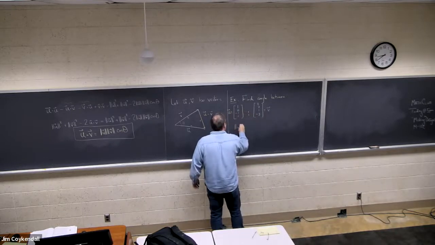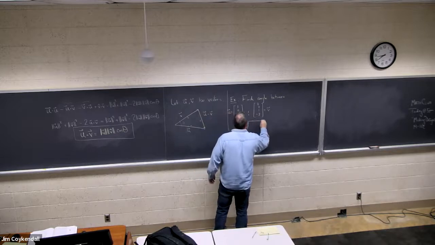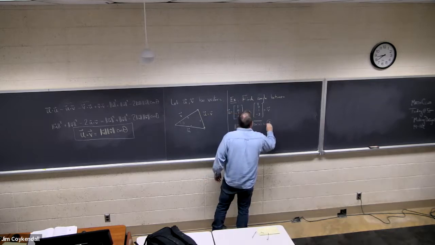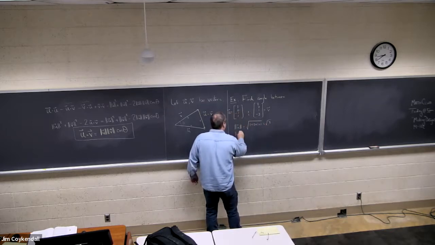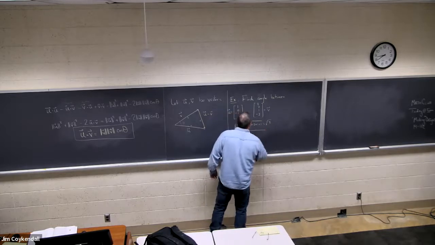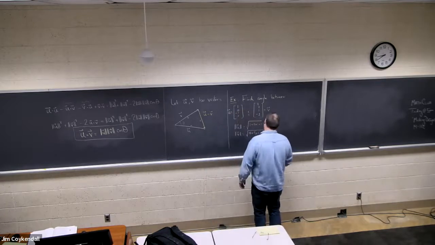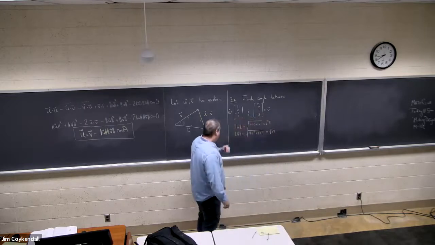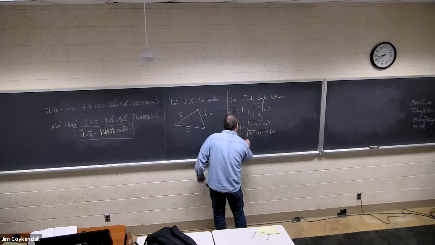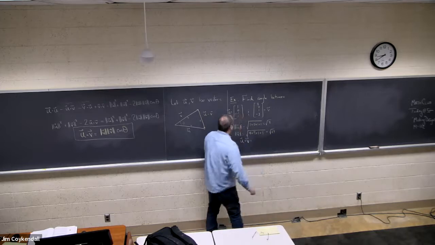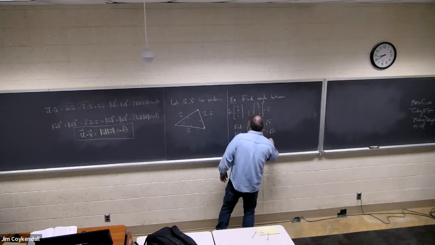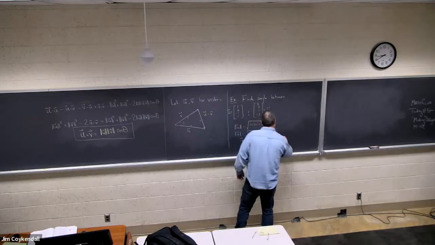Notice that the length of u is the square root of 1 plus 0 plus 1 plus 1. So I get radical 3. The length of v is the square root of 4 plus 9 plus 1 plus 4, which is the square root of 18. And u dot v, well, that's going to be 2 plus 0 minus 1 minus 2, which is negative 1.